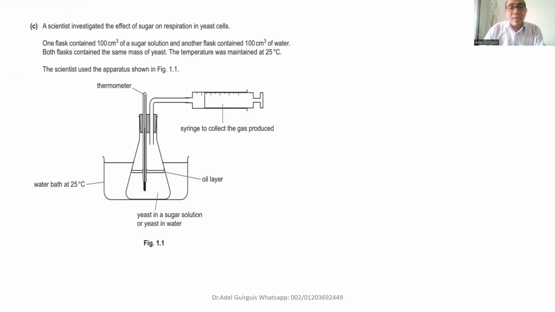Now, the scientists investigate the effect of sugar on respiration in yeast cells. One flask contains 100 cubic centimeter of sugar, this conical flask, and another flask contains 100 cubic centimeter of water, only water. Here sugar, here water. Okay? Both flasks contain the same mass and the same type of yeast.